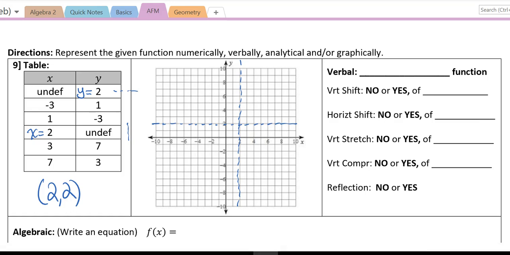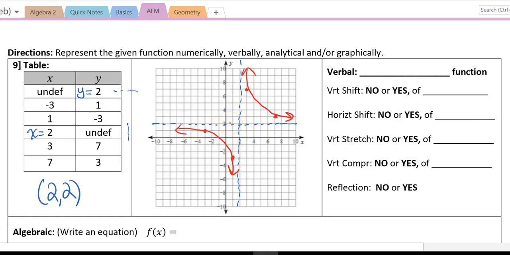Okay, so if we plot the points, we get negative 3, 1, and positive 1, 2, 3. And then we have 1 and negative 3, so down here. And then we have 3 and 7, all the way up here, and then 7 and 3. So we just join up those dots. So again, we're looking for this HK value.